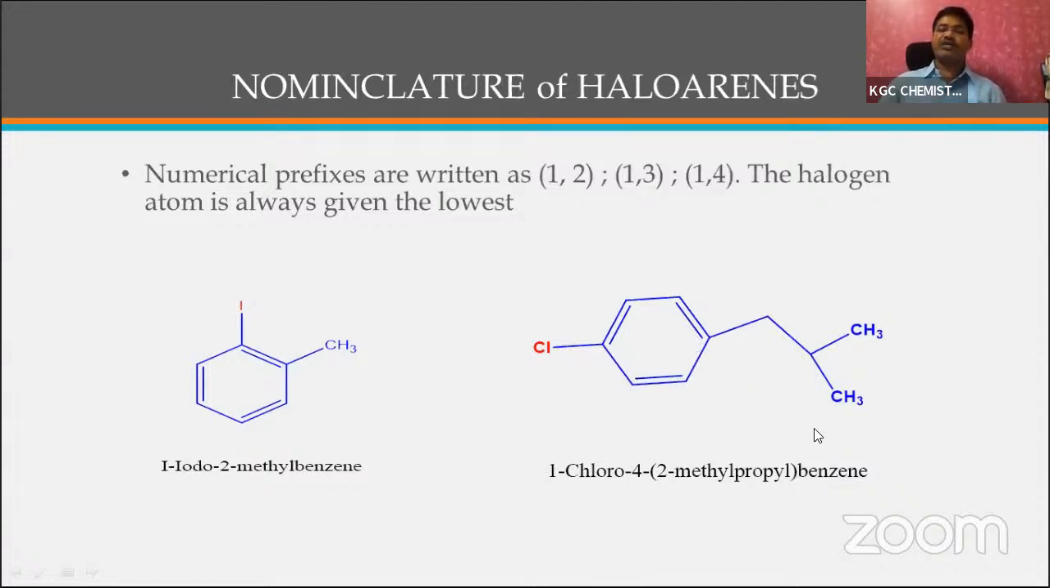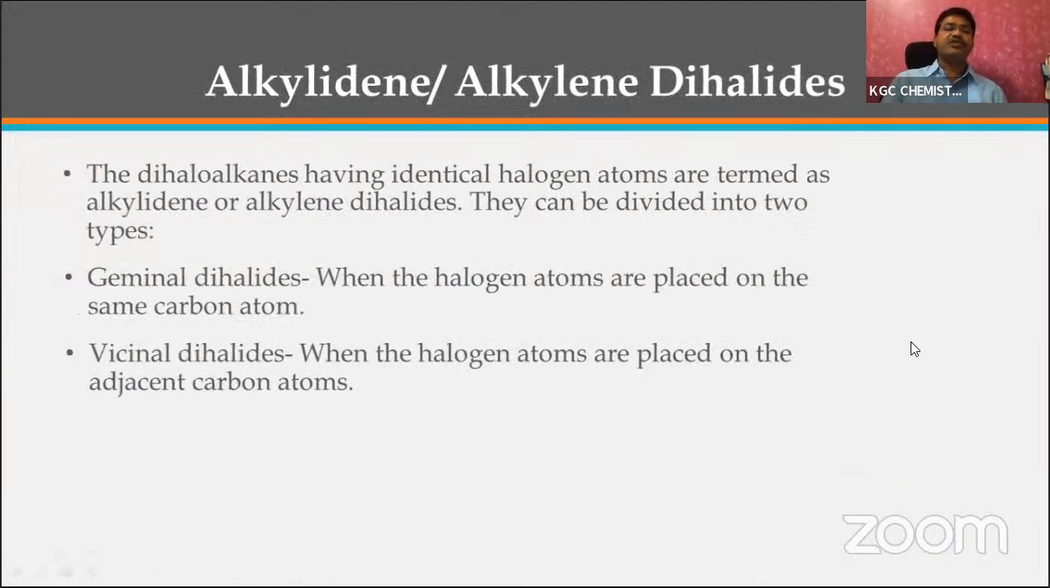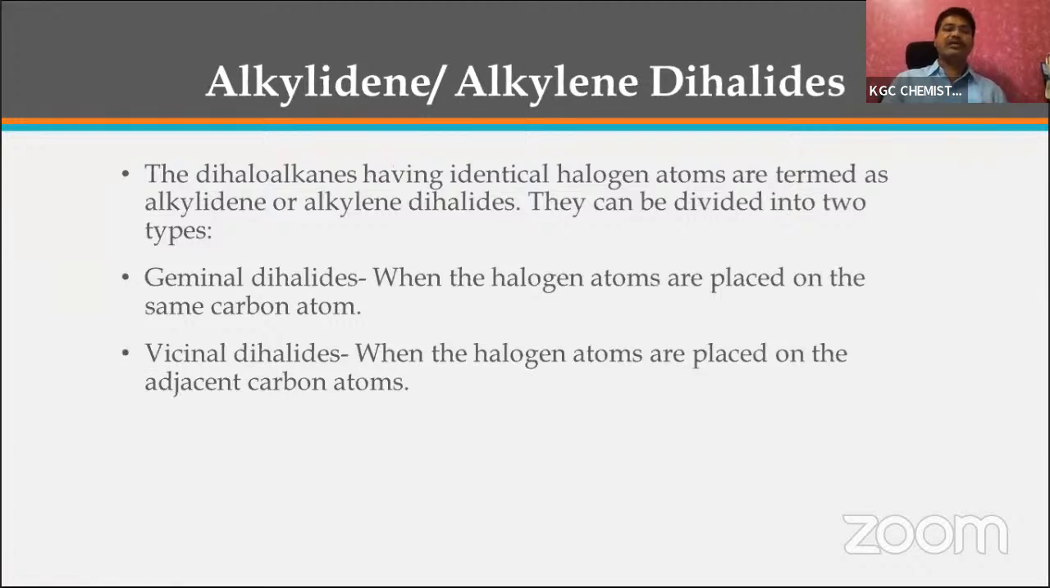At the fourth position, what is this one? There will be 1, 2, 3. But at the second carbon, the methyl group is there. That's why 2-methyl, and in total it is a propyl group. 1, 2, 3. This is a propyl group, and here at the second carbon there is a methyl. That's why we keep in the bracket 2-methylpropyl benzene. Okay, this is another one.